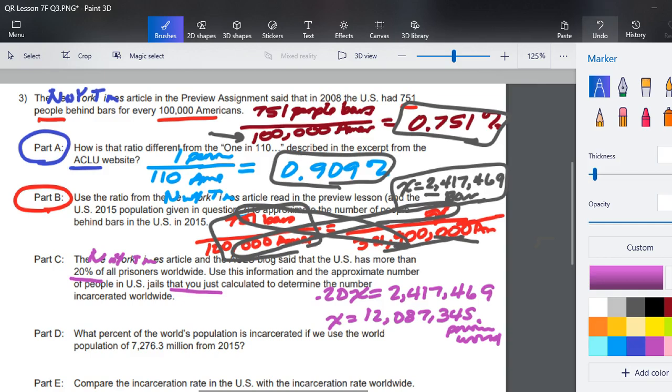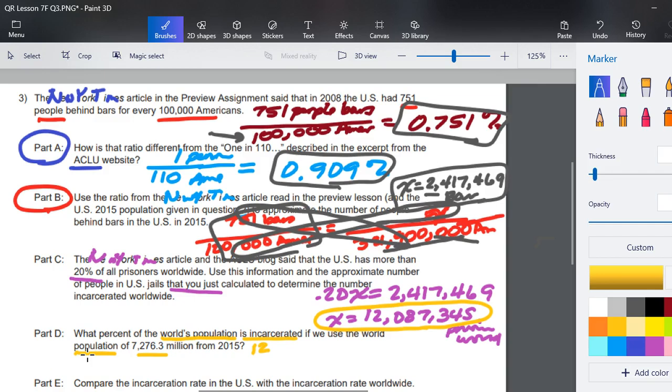Moving on to Part D: what percent of the world's population is incarcerated if we use the world population given right here, the 7,276.3 million from 2015? What percent of the world's population is incarcerated if we use the world population here and the number that we just calculated? And it would look like this.